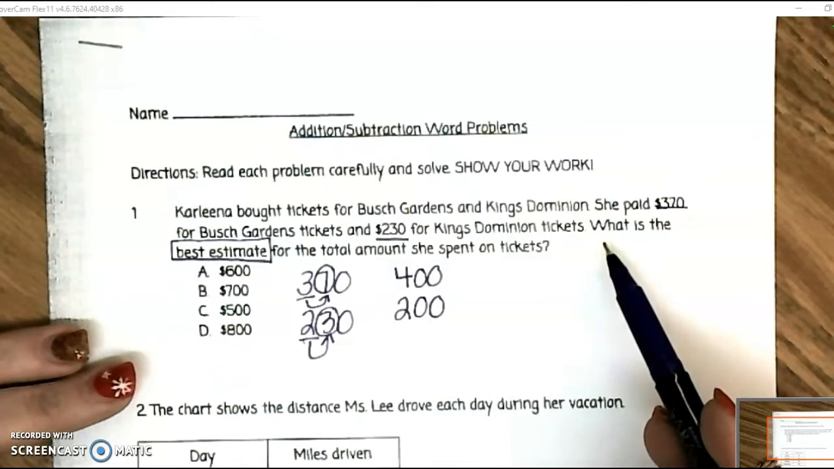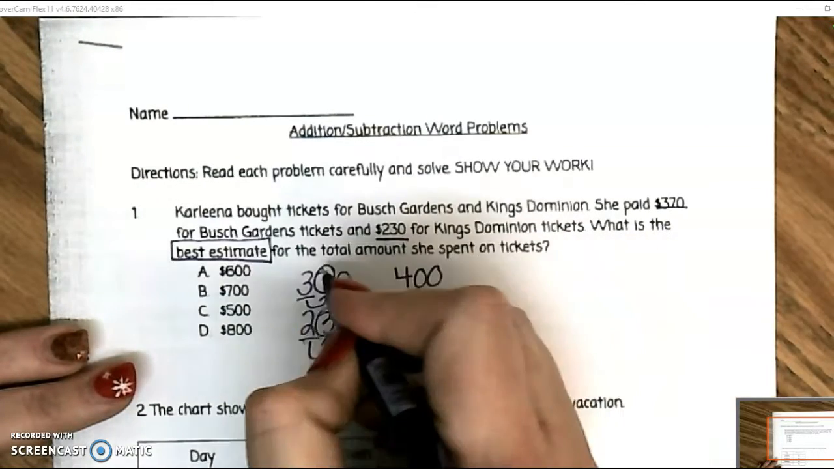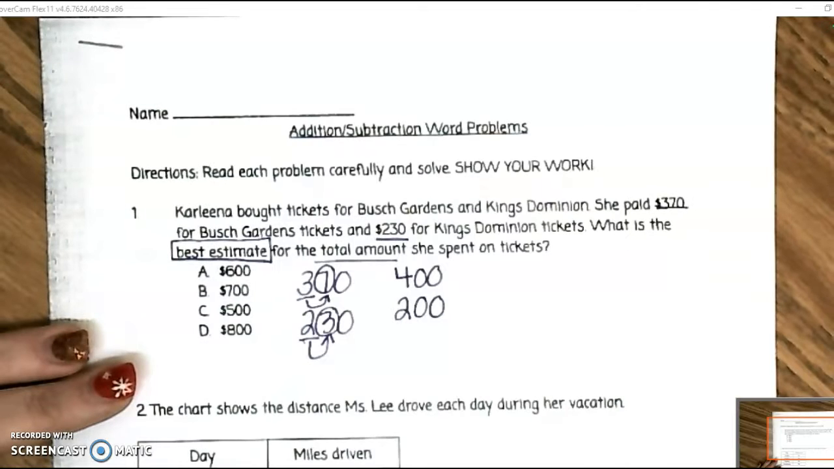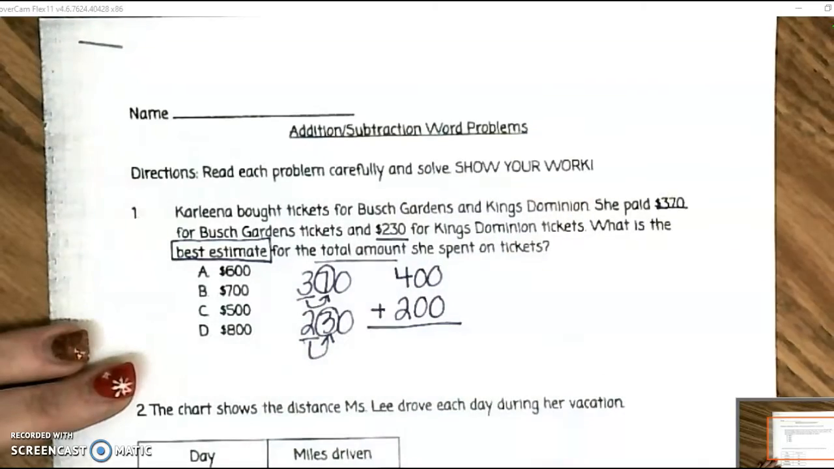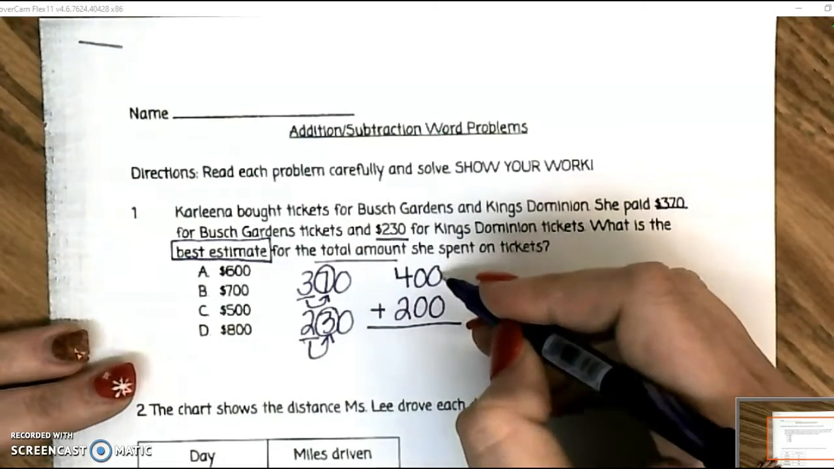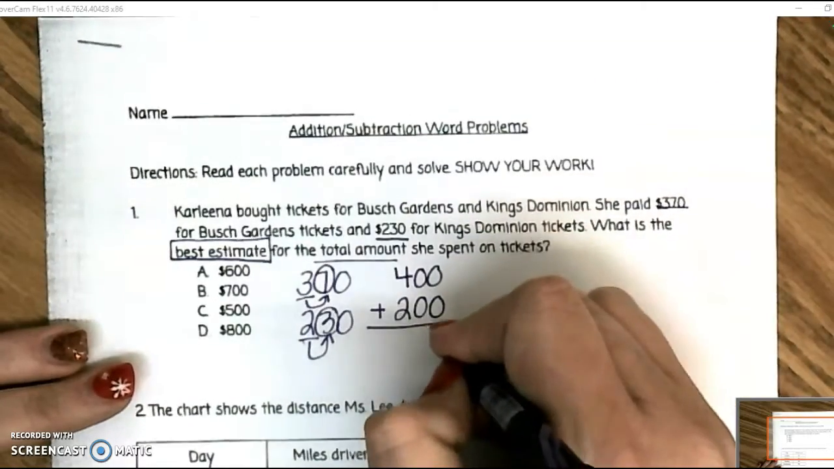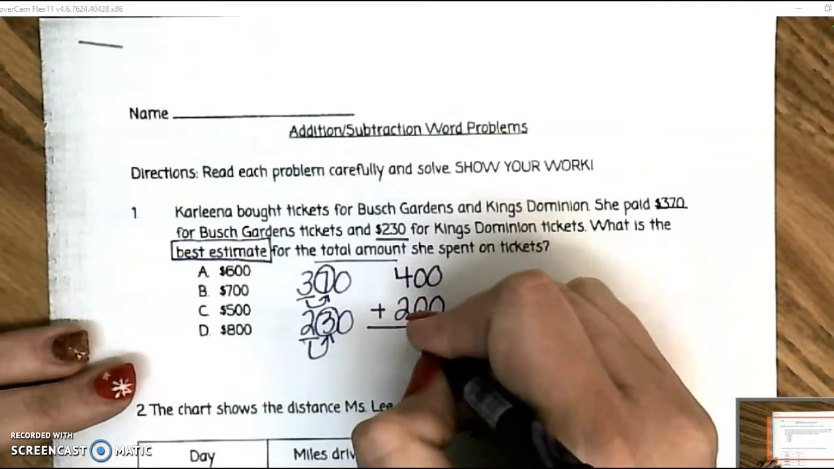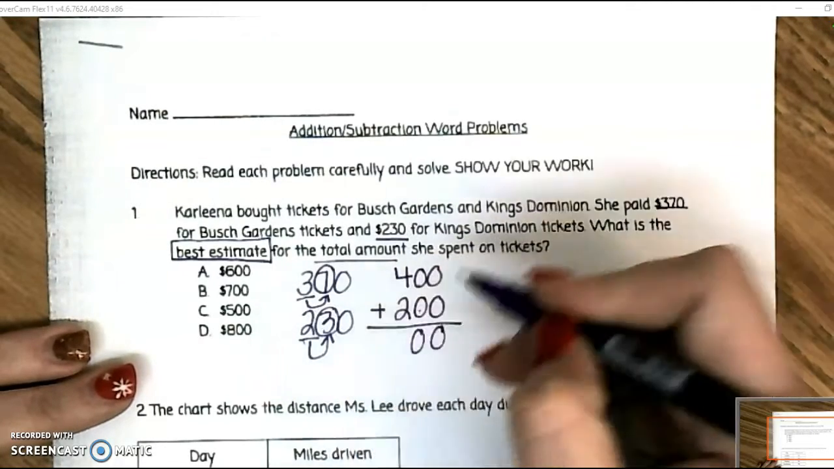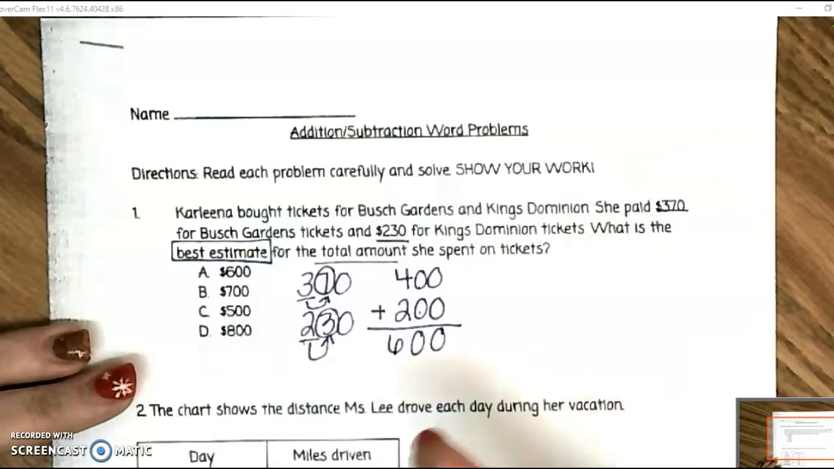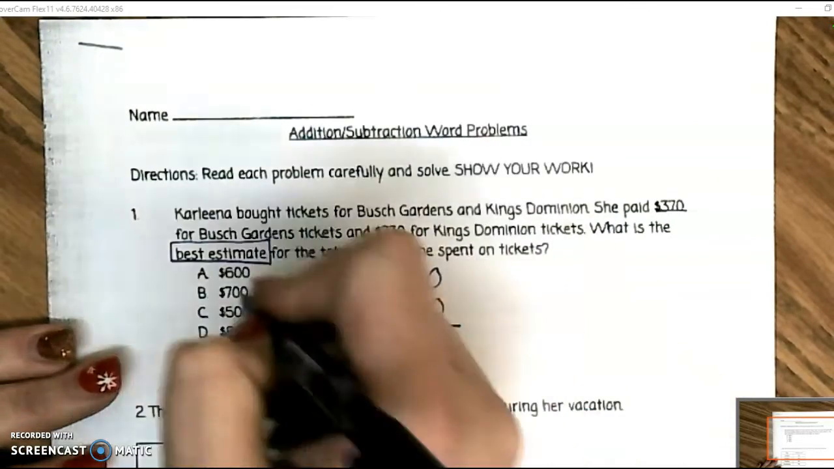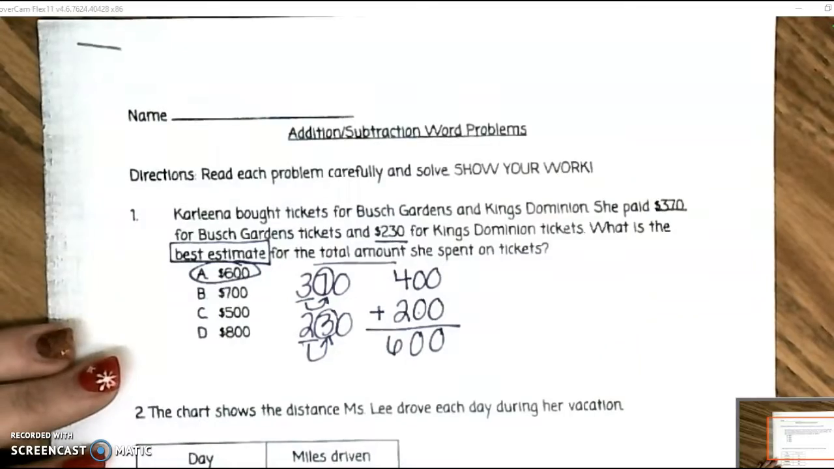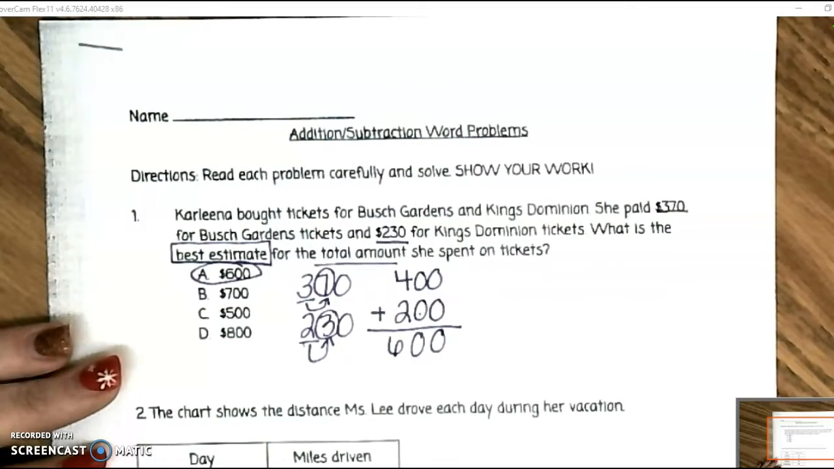So my question also says, what is the best estimate for the total amount she spent on tickets? And because we're just dealing with two numbers in this problem, I can tell that I am going to need to add. So I will add those. 0 plus 0, we always start in the ones place, is 0. 0 plus 0 is 0. And 4 plus 2 is 6. So my best estimate for this problem would be $600. And so then I would pick that answer. Okay.